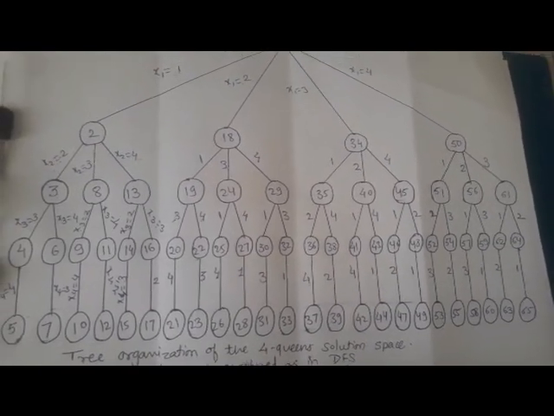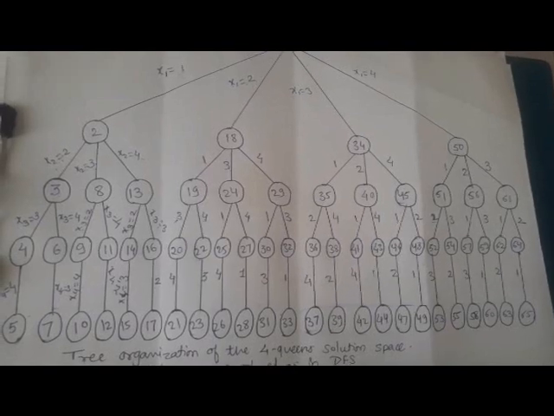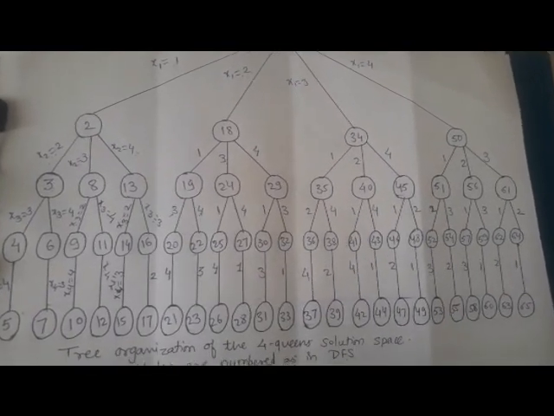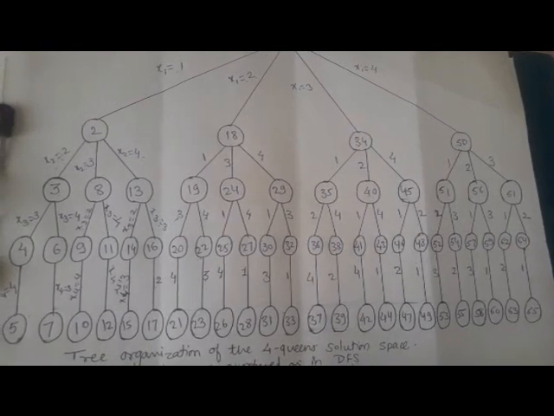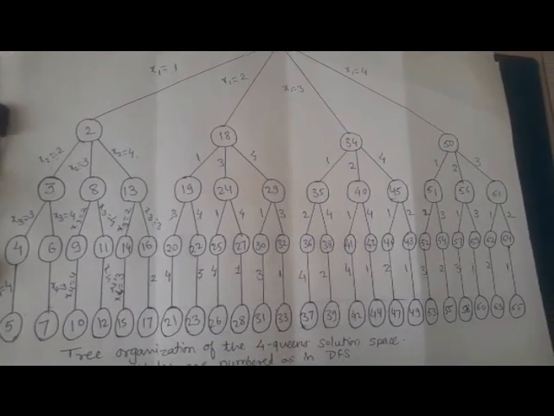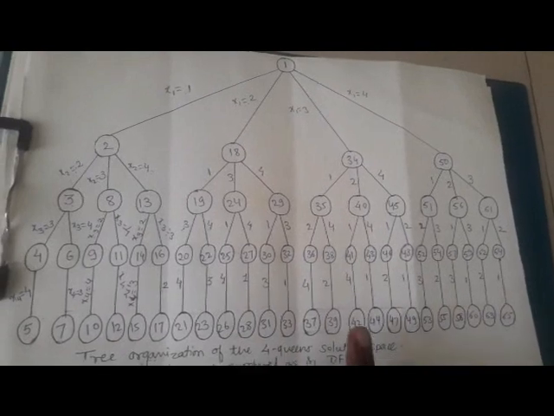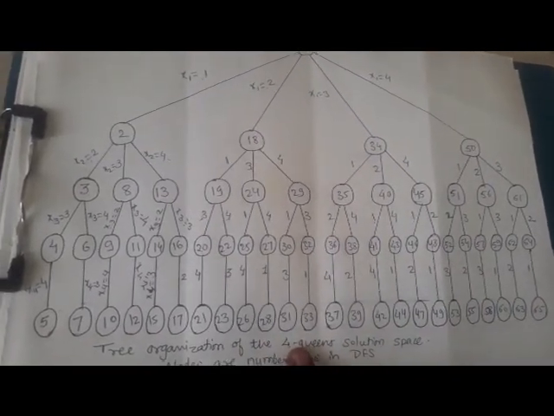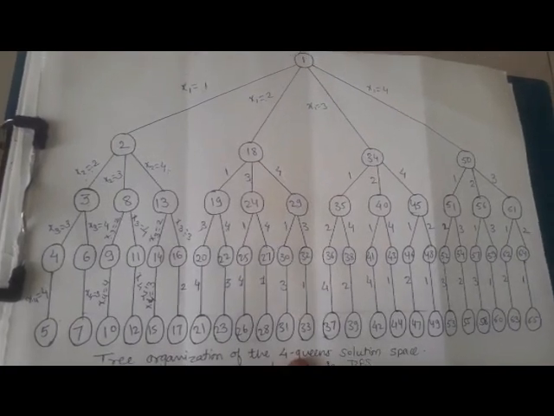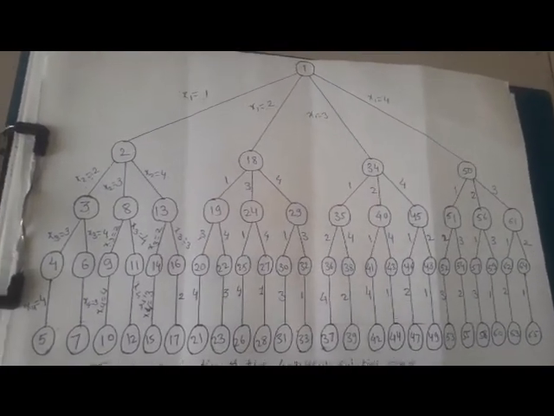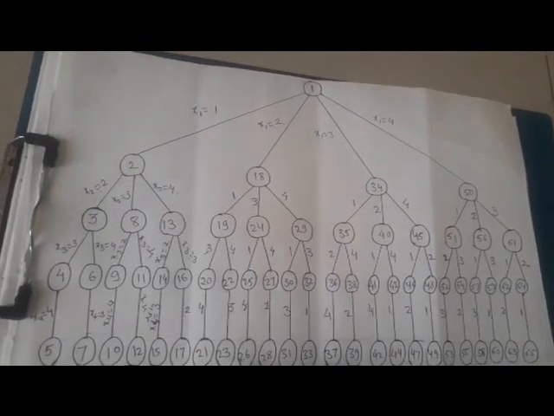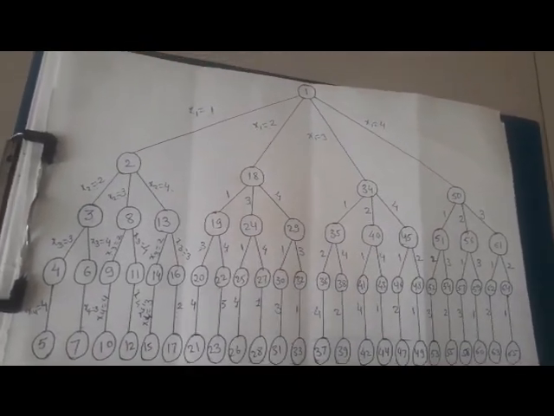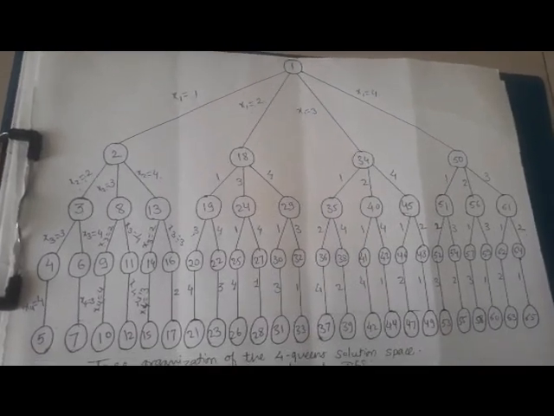Now this is a solution space that is defined by all paths from the root node to the leaf node. Now there are a total of 4 queens present. Now this is the tree organization of the 4 queens solution space. Since there are 4 queens, there are 4 factorial, which means a total of 24 leaf nodes, and therefore this is called a permutation tree.